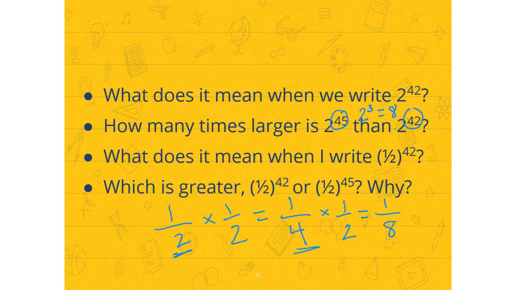So which would you rather have? 1/4 of a pizza or 1/8 of a pizza? Well, 1/4 would be more, right? So this is helping you see what is happening. Is it getting bigger or smaller the more times I multiply by 1/2? It's getting smaller. So my correct answer would actually be the number that's being multiplied by fewer times. So 1/2 to the 42nd power is actually bigger than 1/2 to the 45th. Because whenever we multiply by a fraction, the number actually is getting smaller the more times that I multiply it.